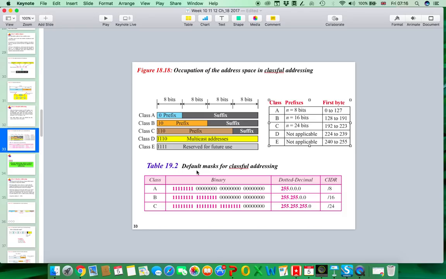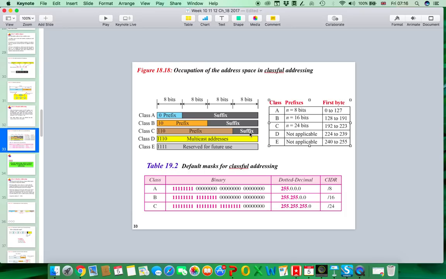But classful addressing, the problem was that you would end up wasting addresses. So you could be assigned a class C address with 24 network bits and 8 host bits. However, your network is a very small network. It could maybe have just 8 devices. So you're wasting 255 minus 8 addresses in this case.